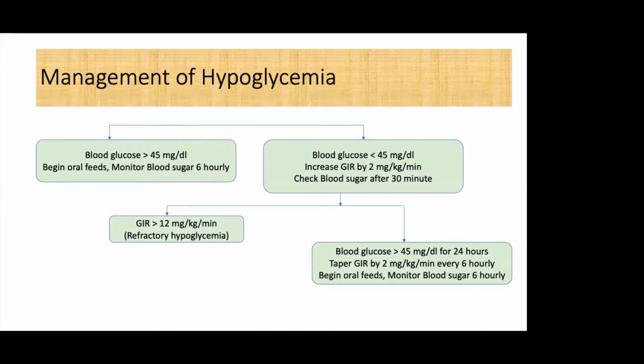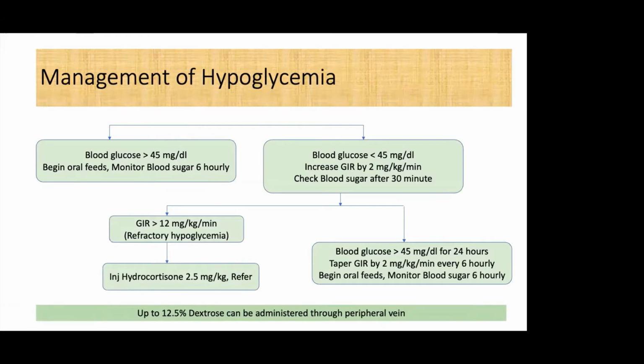If a neonate requires a glucose infusion rate of more than 12 milligram per kg per minute, then it is called refractory hypoglycemia. In this condition, we should give injection hydrocortisone 2 milligram per kg, and we can refer to a higher center for further management. One important aspect here is that up to 12.5% dextrose can be administered through a peripheral vein. Any glucose concentration more than this needs a central line placement.